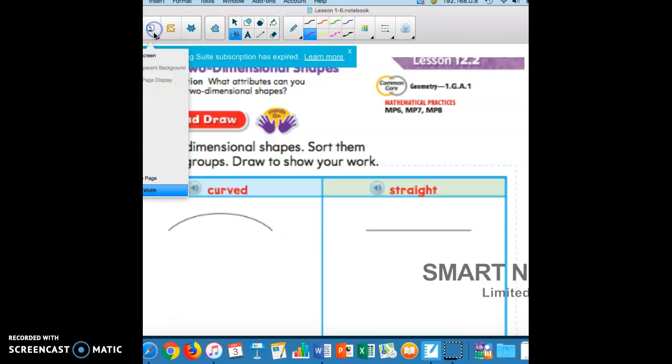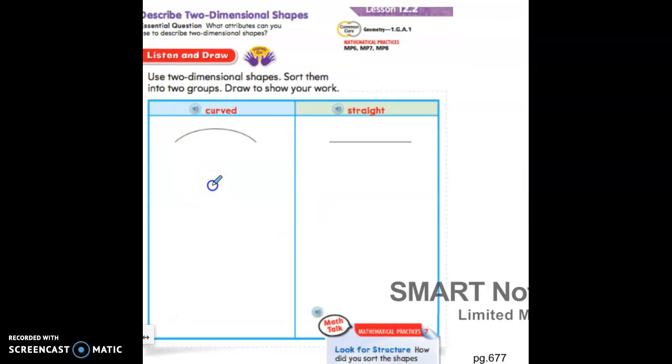Good, a circle is one. So draw a circle. When we have two-dimensional shapes, a circle or an oval have curved sides, or are curved.